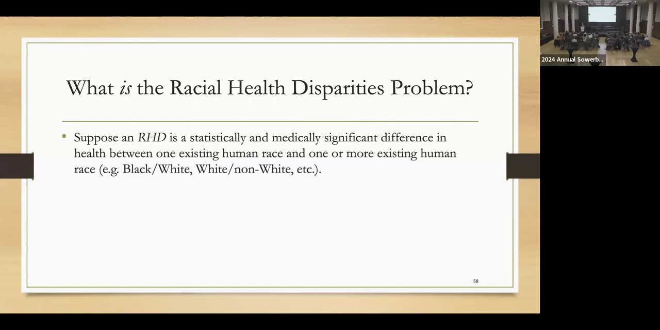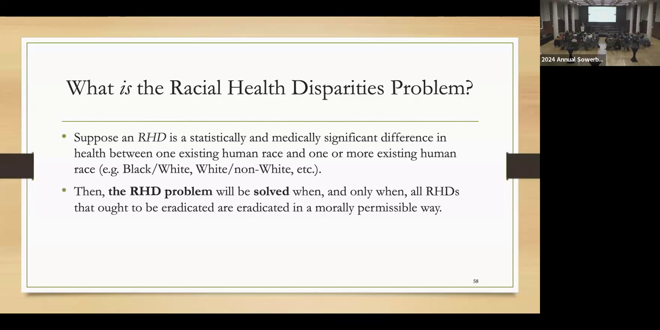So first, what is a racial health disparity? Not just a statistically significant difference in health between one human race and one or more other existing human races, so black and white or white, non-white, something like that, but a medically significant one, right? There's some kind of underlying causal, biological causal, epidemiological causal, some sort of underlying reason for why that difference exists. So if we want to solve this problem, presumably we're going to want to eradicate all of the racial health disparities that ought to be eradicated. And we're, of course, going to want to eradicate them in a morally permissible way.